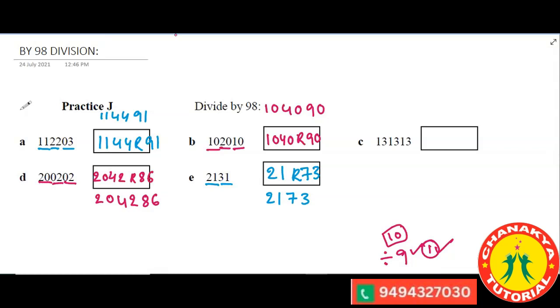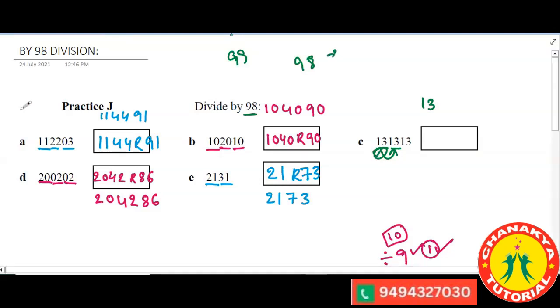And can you try, Purjit? C, sir. So 13 as it is. Then 13 twos are... Yeah, we are dividing by 98, not by 99. If it is 99, directly we'll add the next pair. But here, before adding this pair to the next pair, we should double it. We have to multiply by 2, because 98 is 2 less than 100. That's why. Okay, 13, double it first.